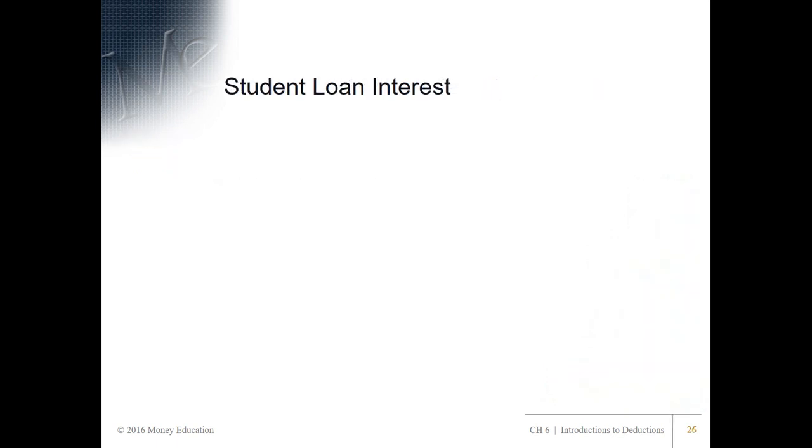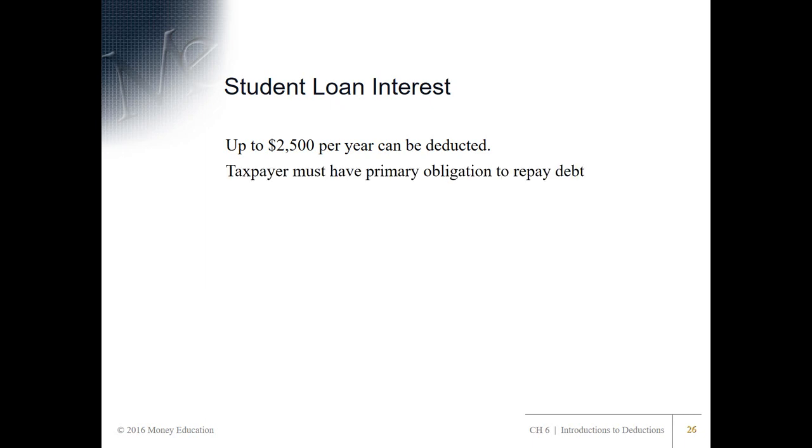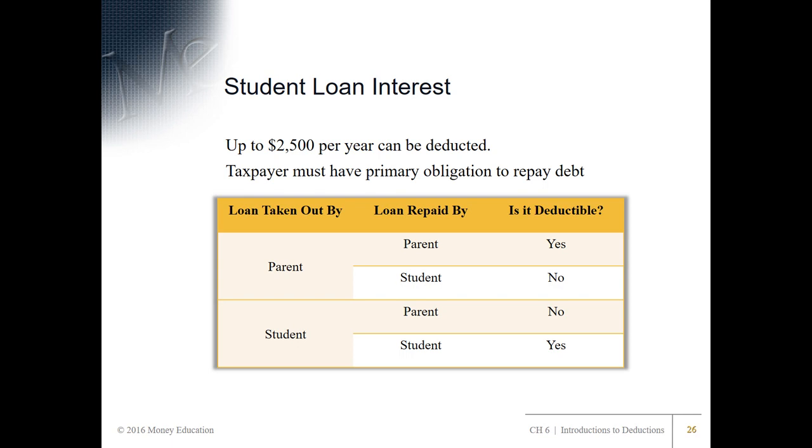Now let's talk about student loan interest. You can take only up to $2,500 a year. So, you hear this often that student loan interest is deductible. So let's see, how deductible is it? You can deduct up to $2,500 a year. That's all. The taxpayer has to have the primary obligation to repay the debt.